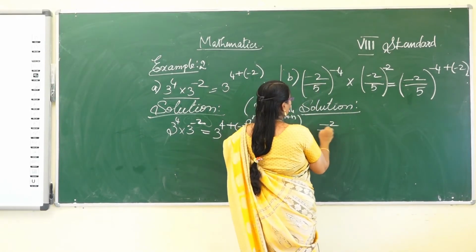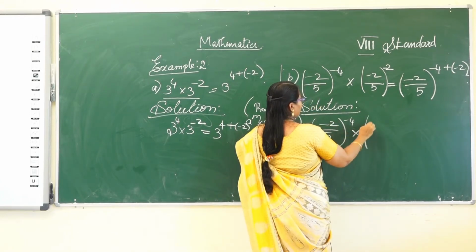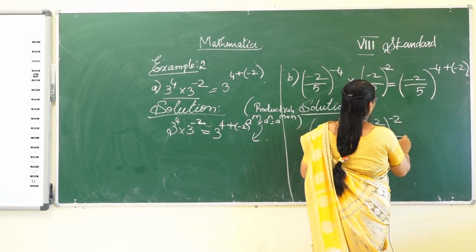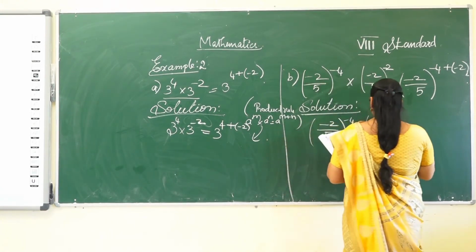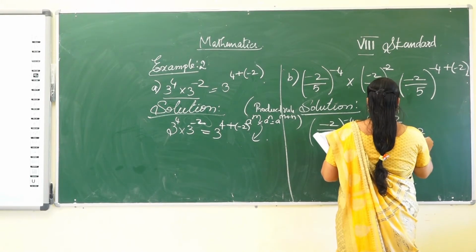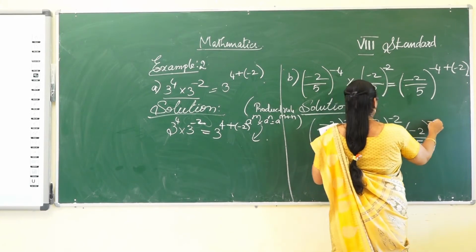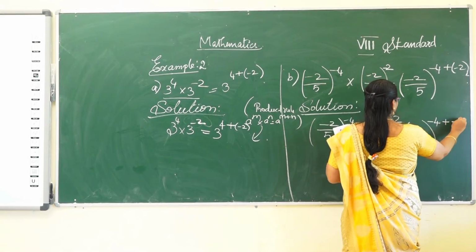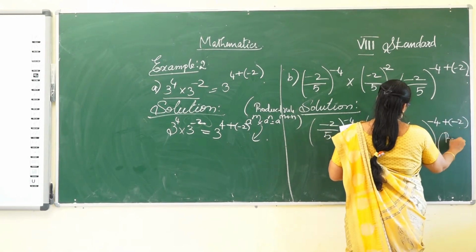So (-2/5)^-4 into (-2/5)^-2 is equal to... so the bases are the same. Okay, so write -2/5, and the powers will be added. What is the power? -4 plus -2.